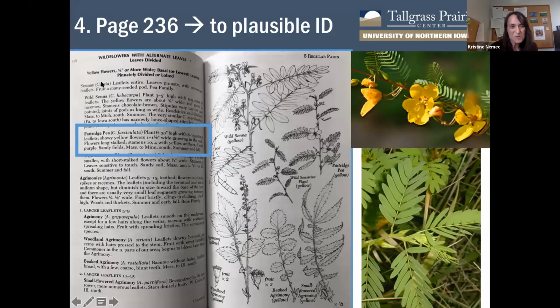And I used to have a coworker who loved this name so much that he named his daughter after this plant because he just loved the genus name. It is a very pretty name.